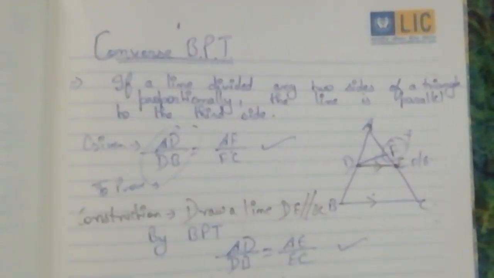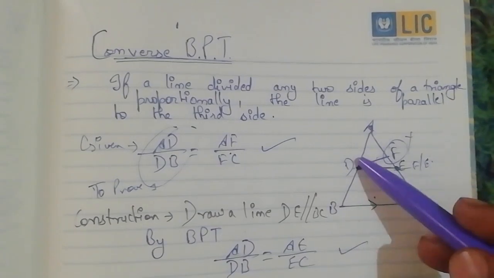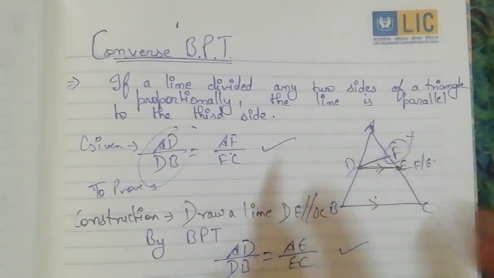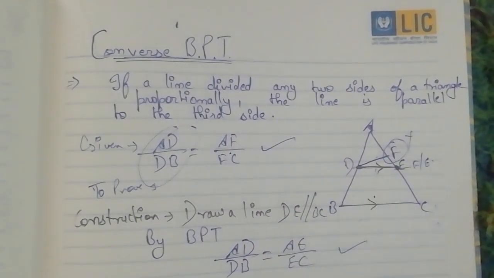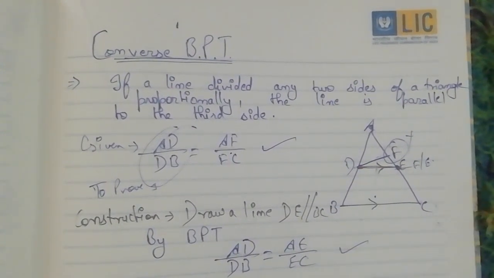So what is the conclusion here? If we have a line parallel to any side of a triangle, intersecting the other two sides at two distinct points, then it divides those sides in equal proportions. Here AD upon DB is equal to AE upon EC. This is the basic proportionality theorem. And if it is given in the question that AD upon DB is equal to AE upon EC, then we can say that DE is parallel to BC. This is the converse of BPT.